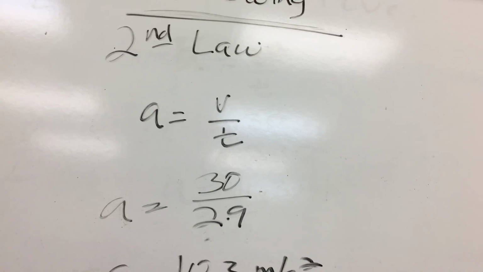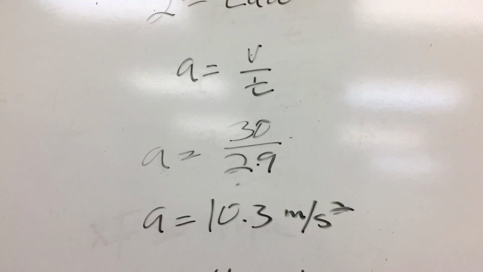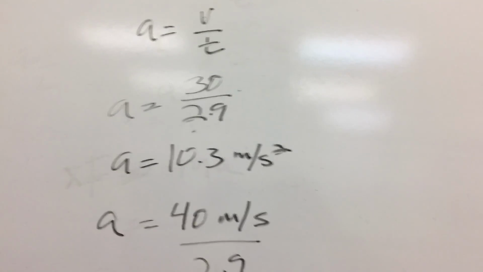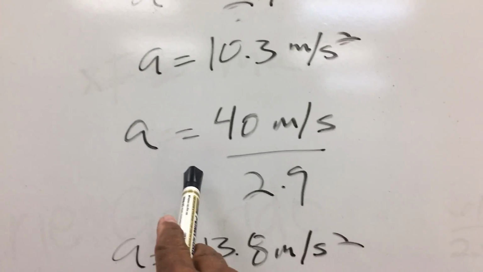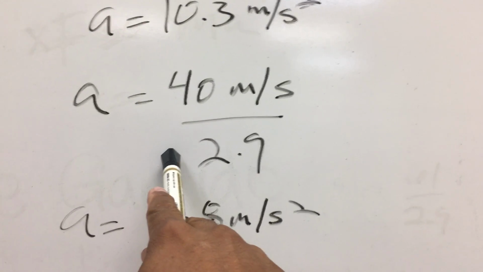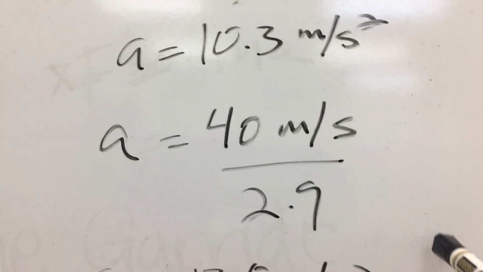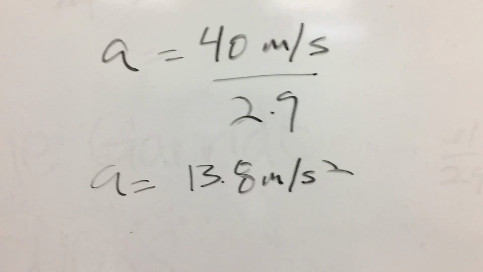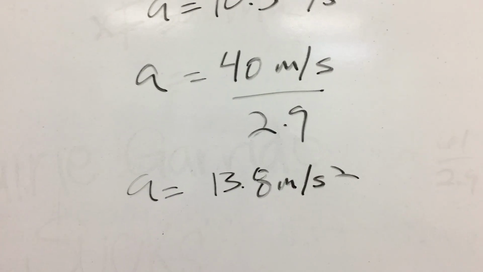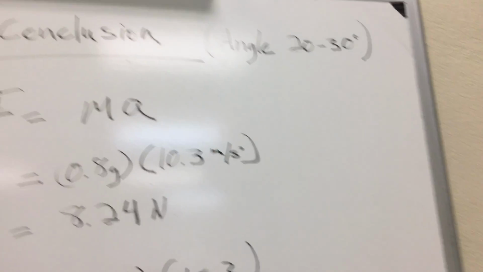Okay, now let's see where we're at. Okay, so I also put here, this is good, we'll come back to this again, but you can see if you were to swing your bat a lot faster, say at 40 meters per second, that'll give you an acceleration of 13.8 meters per second squared. That means your bat is moving a lot faster. Okay, so keep that in mind.